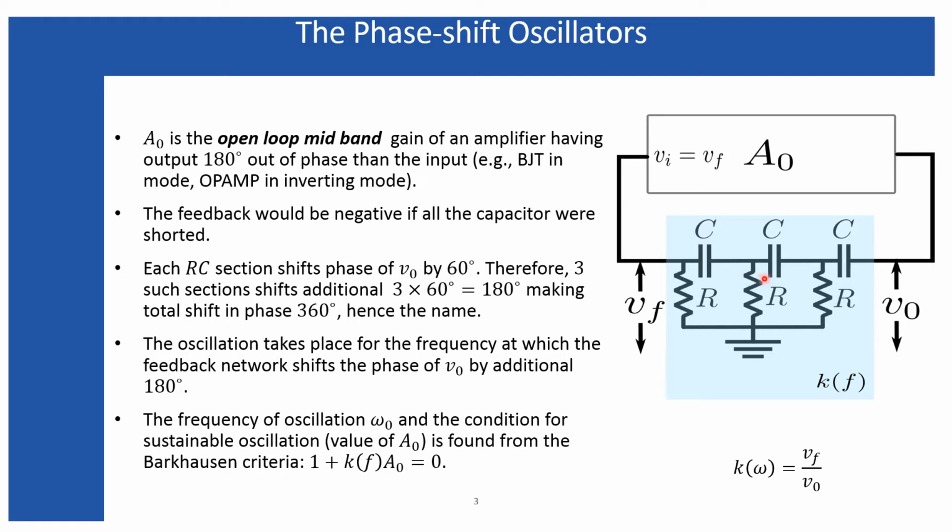But the 180-degree phase shift that the signal gains when it gets fed to the input can occur only for a single frequency, and at the frequency at which that phase shift takes place, oscillation takes place.